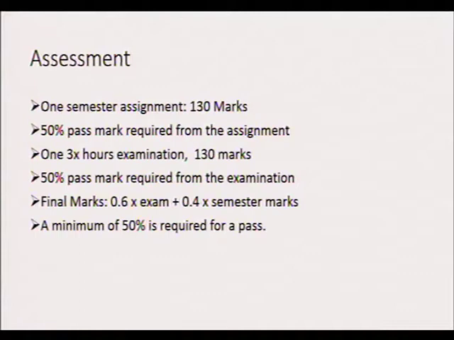You are expected to write a 3-hour examination paper, for which you also need to get 50%. Understand that you need to get 50% first from the assignment, and then 50% or more from the exam, and then your final mark will be 60% exam. That means 60% of what you get from the exam, and 40% of whatever you get from the assignment. That will come up with the final marks.